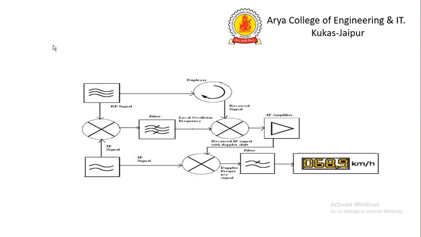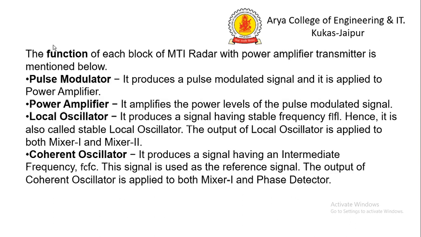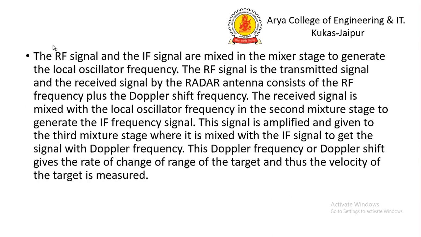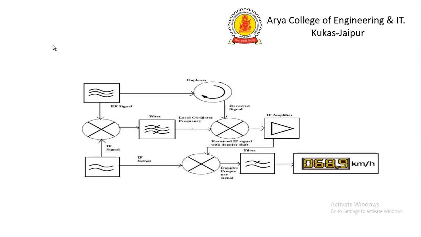This is the basic diagram of MTI radar. In MTI radar, the duplexer is used, RF signal is used, IF signal is used, IF intermediate frequency signal, Doppler frequency signal, received IF signal with Doppler shift, IF amplifier received signal.